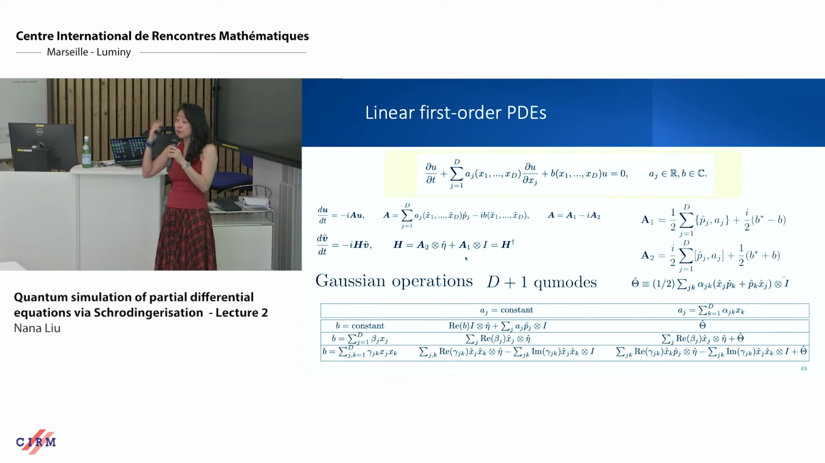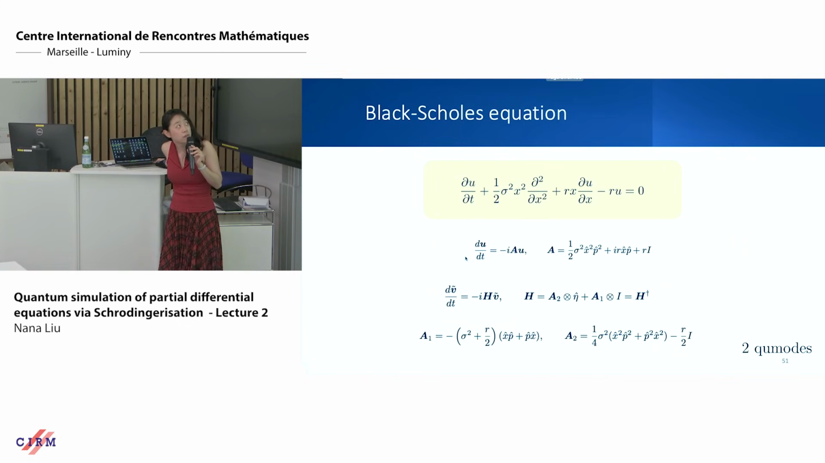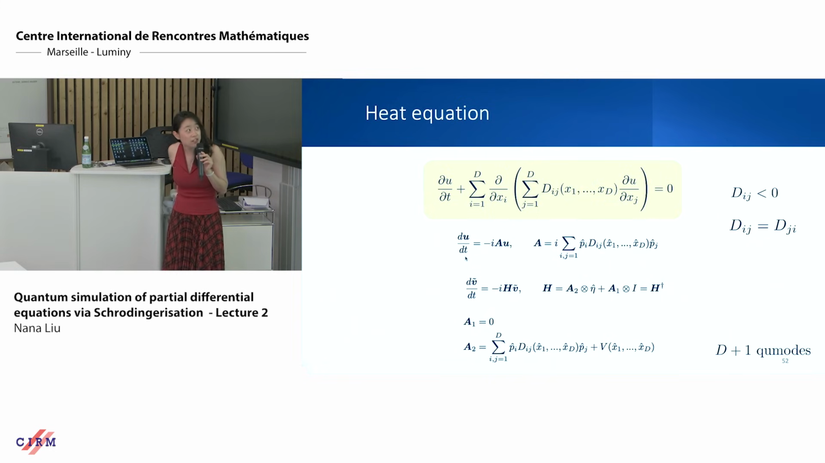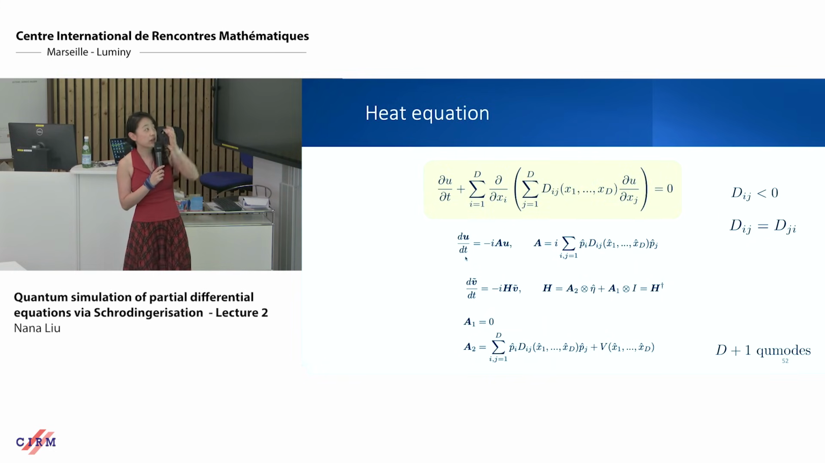But you see, it's super easy to do because remember, just X goes to X hat, derivative goes to iP hat, you get your A, and A is decomposed into A1 minus iA2, and that's it. And you get your Hamiltonian that way.